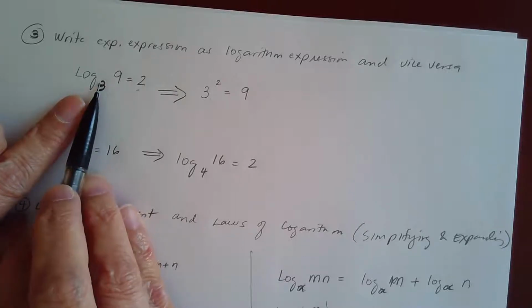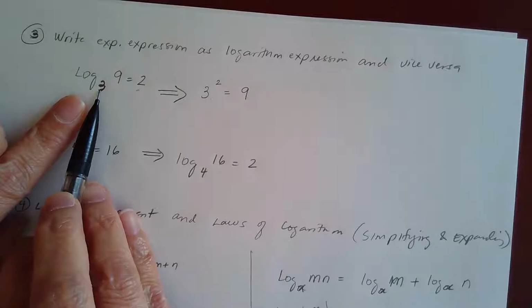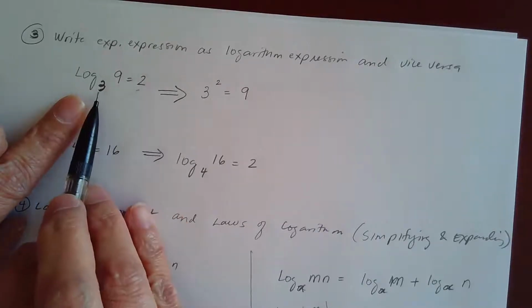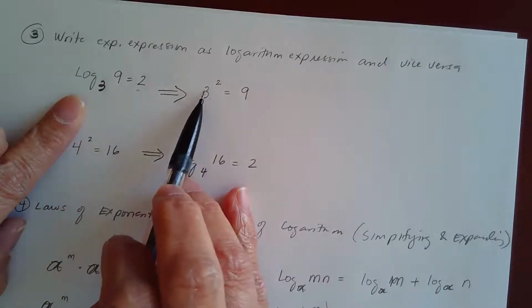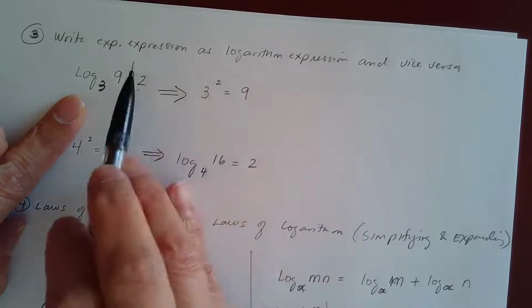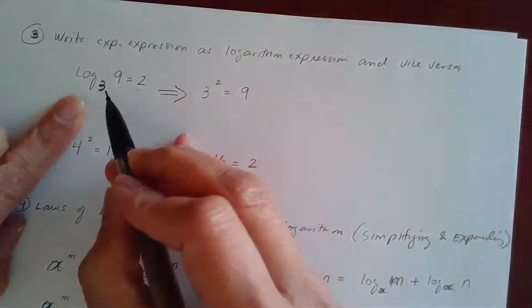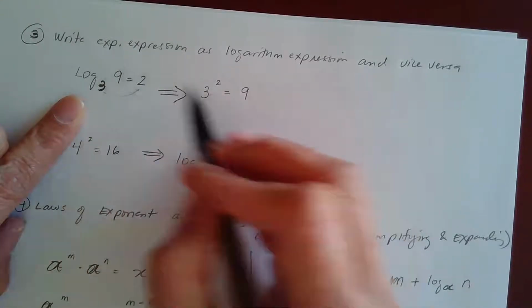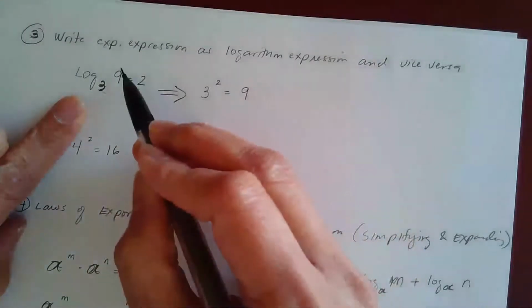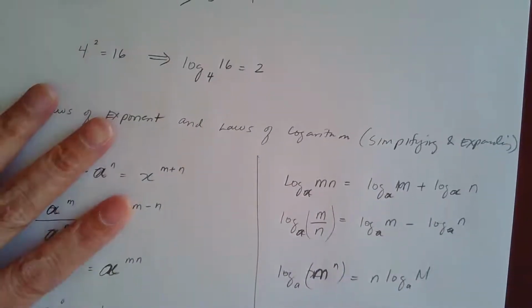What exponent do I need to raise 3 to get a 9? That would be 2. So that means 3 squared. 3 squared will give us 9. So the 3, that's your base. This is your exponent, and then whatever that is equal to, 9. Now I'll take a look at this one.